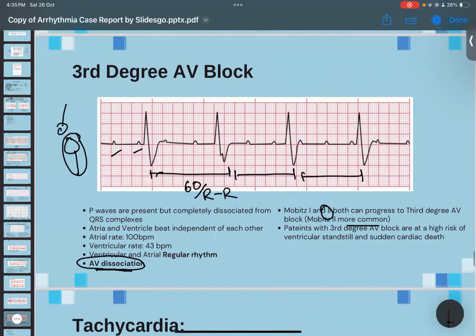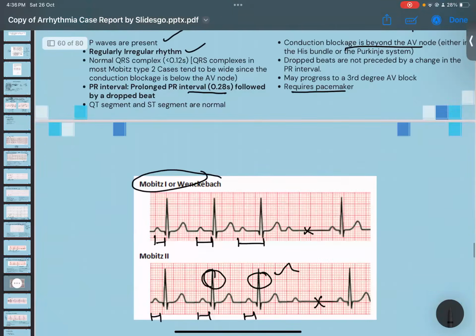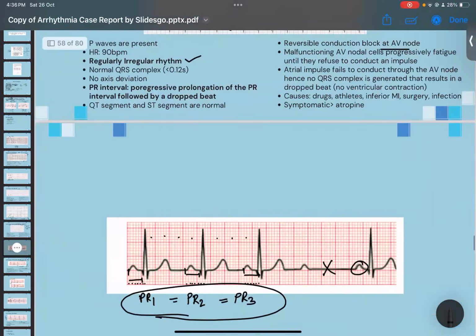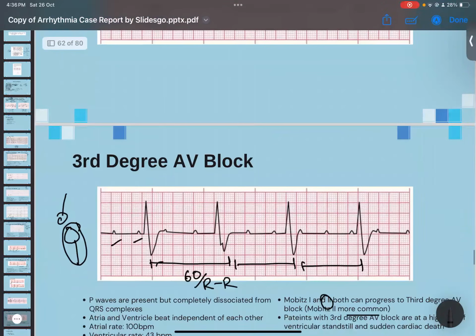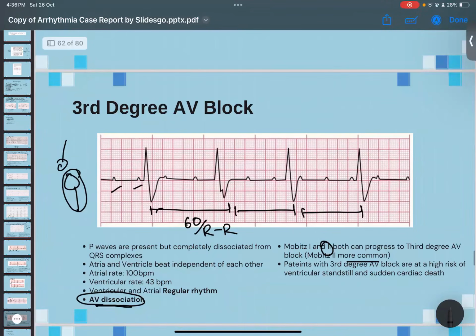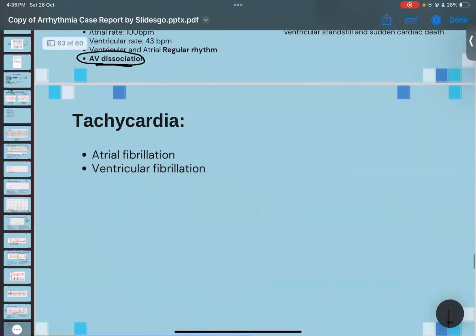And this is actually very much easier to identify compared to the Mobitz type 1, Mobitz type 2 blocks. It's just that there's complete dissociation. There's literally no relationship between the P waves and the QRS complexes. And then the rhythm's regular.